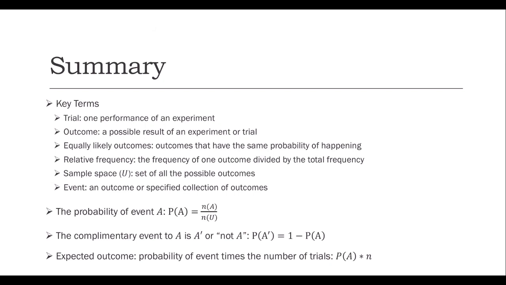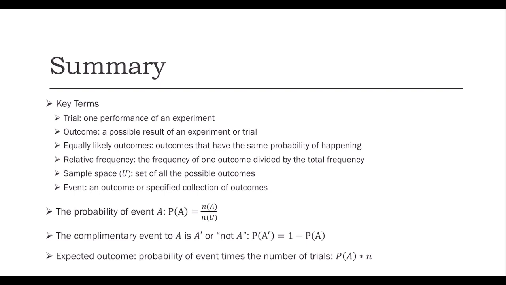So in summary, our key terms are a trial, which is one performance of an experiment, an outcome, which is a possible result of an experiment or trial, equally likely outcomes, which are outcomes that have the same probability of happening, relative frequency, which is the frequency of one outcome divided by the total frequency, sample space, which is the set of all possible outcomes, and an event, which is an outcome or specified collection of outcomes.